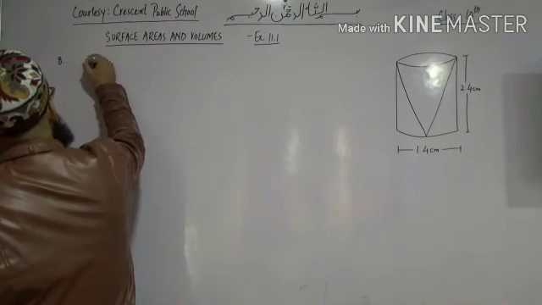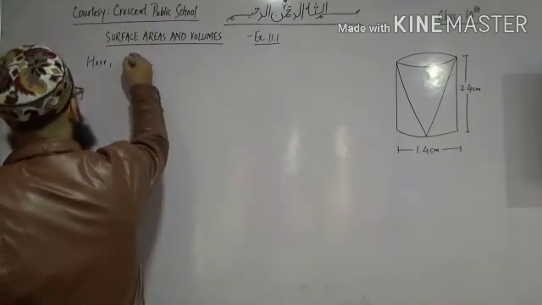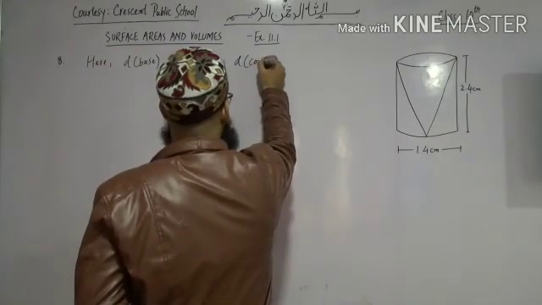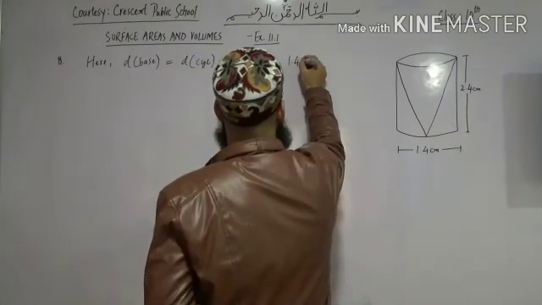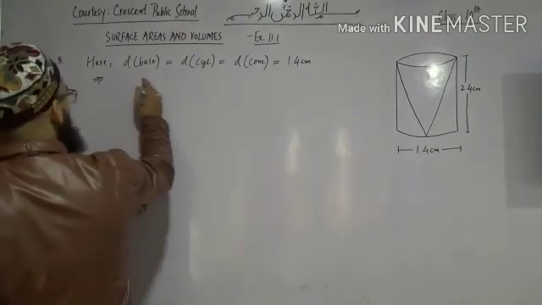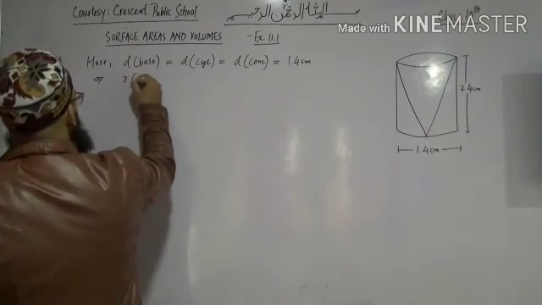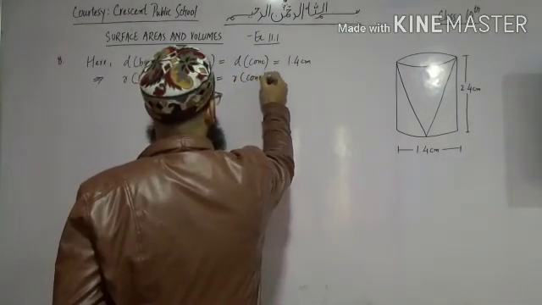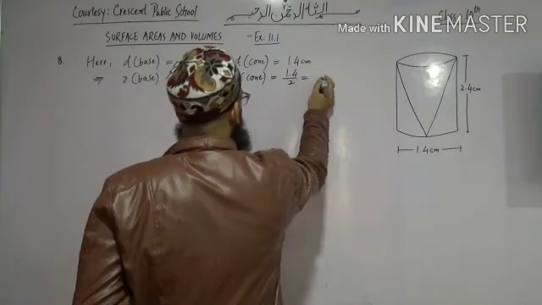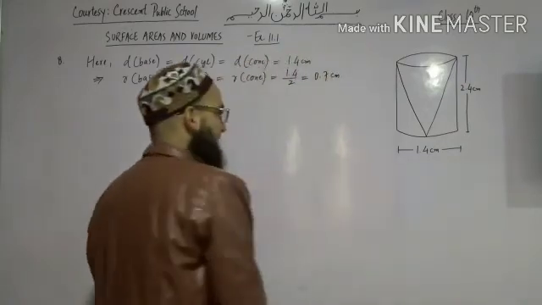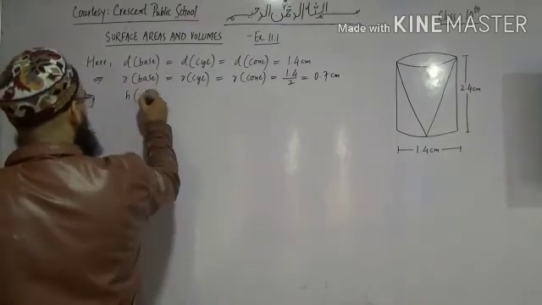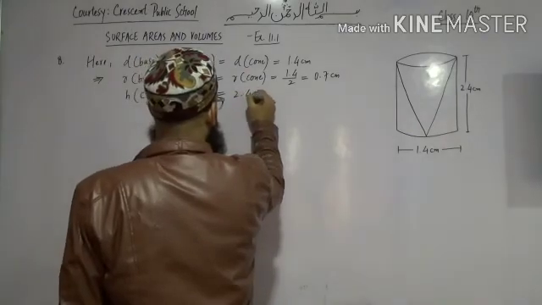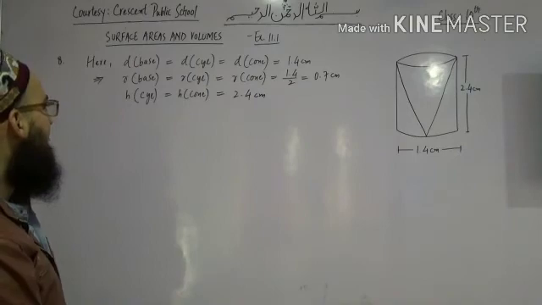Now what I can do here, the diameter of base is equal to the diameter of cylinder is equal to the diameter of cone, and that is equal to 1.4 centimeter, which implies that the radius of base is equal to the radius of cylinder is equal to the radius of cone is equal to 1.4 divided by 2, that is 0.7 centimeter. Then the height of cylinder is equal to the height of cone is equal to 2.4 centimeter. You got it? Okay.